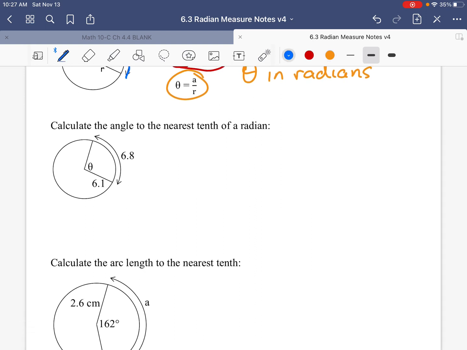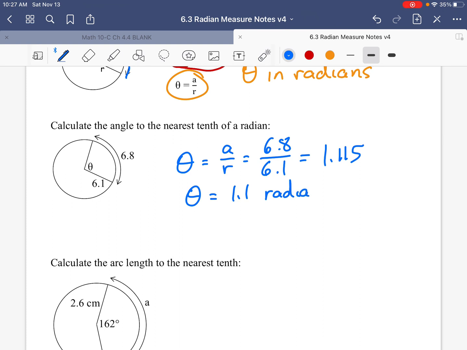So, simple, straightforward question. Calculate the angle to the nearest tenth of a radian. Theta equals A over r. The arc length is 6.8. The radius is 6.1. Notice the units cancel out. So, theta is 1.1 radians.